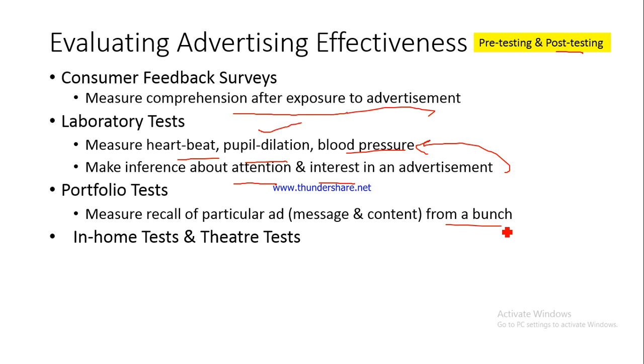In home test and theater test, now what happens in home and theater test, please understand. In home test, there would be specialized devices for this, and some selected families would be shown some ads on their TV sets when they are watching their TV in their homes. Likewise, in theater test again, the ad would be shown to the audience when they have gone to a theater to watch a movie. So therein, maybe during the lunch break or maybe during the interval, you would be showing the ads. So that is why these kind of tests are called in-home test and theater test.